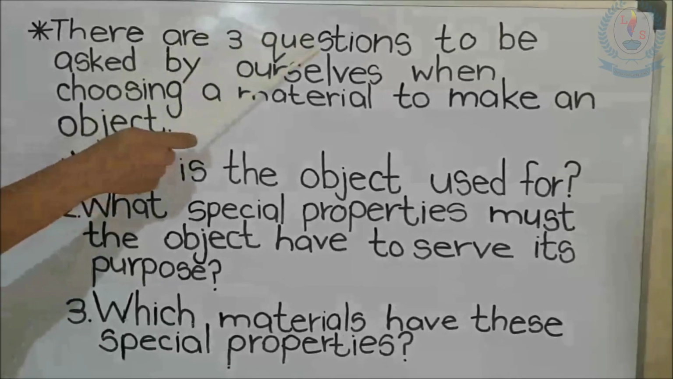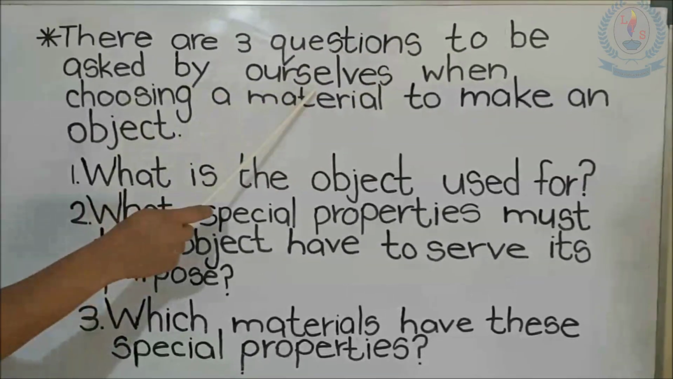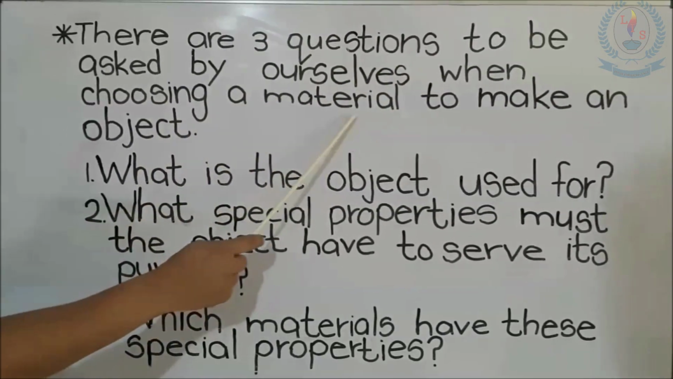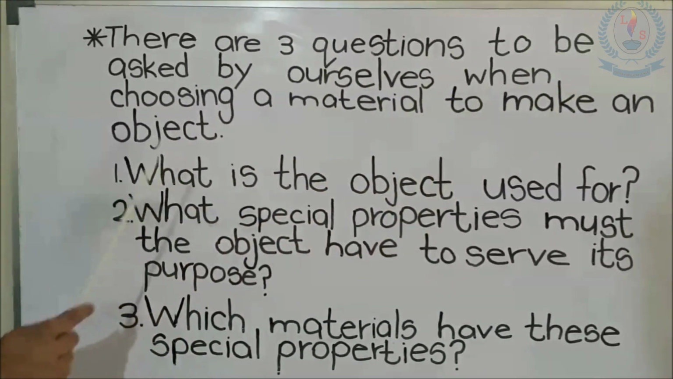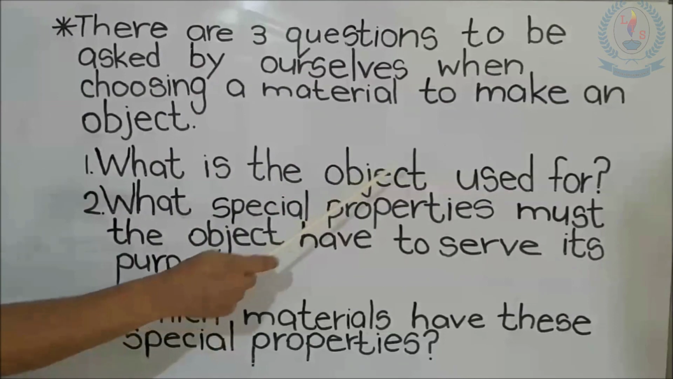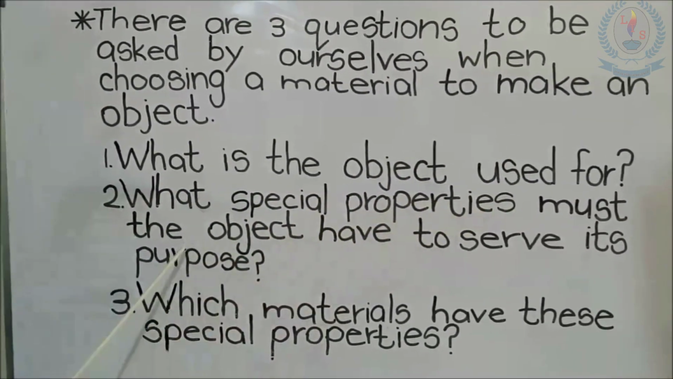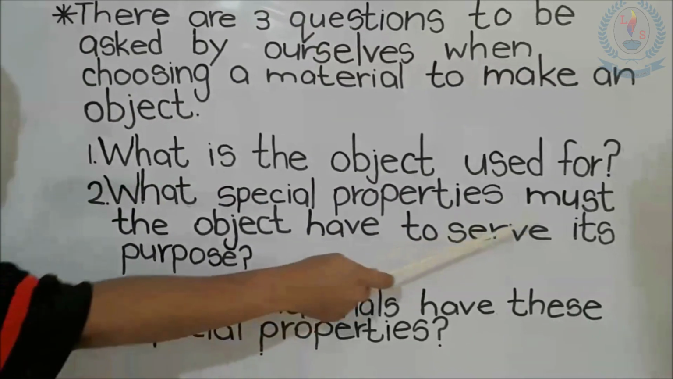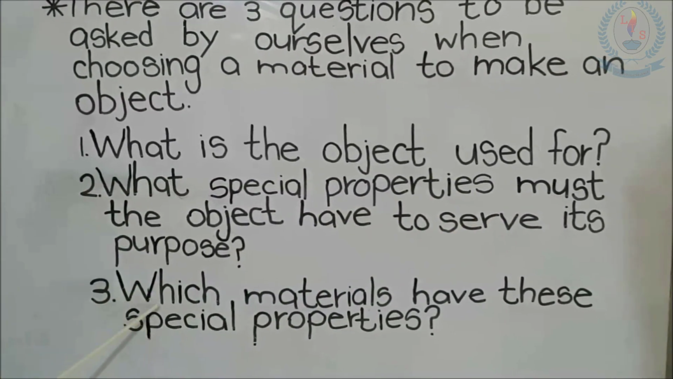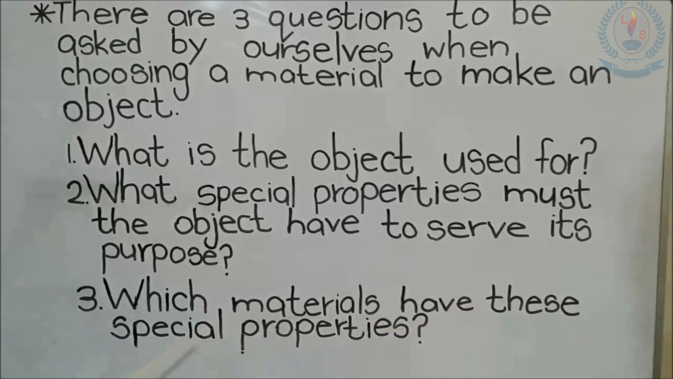There are 3 questions to be asked by ourselves when choosing a material to make an object. What is the object used for? What special properties must the object have to serve its purpose? Which materials have these special properties?